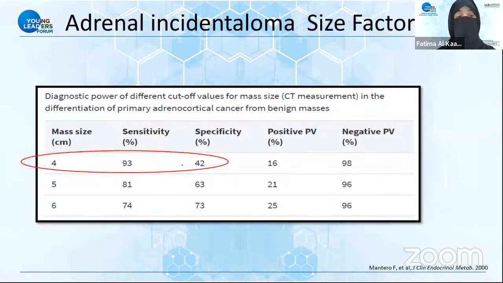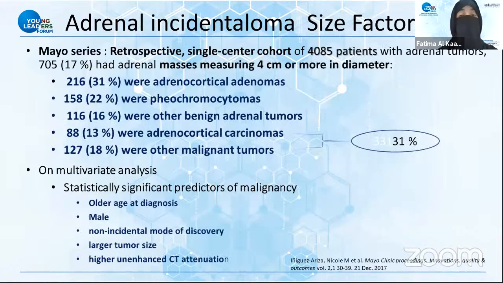And this table from the same study shows the diagnostic power of different cutoff values of mass size in differentiation of primary adrenal cortical cancer from benign mass. And you can see that 4 centimeters has high sensitivity, but at the same time, specificity of only 42%. This data is from another cohort, the Mayo series, a single cohort of 4,085 patients with adrenal mass, 705 with adrenal mass measuring 4 centimeters or more, and the prevalence of adrenal cortical carcinoma and malignant tumor was 31%.